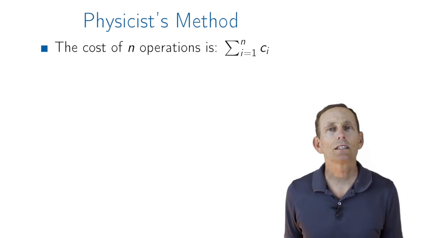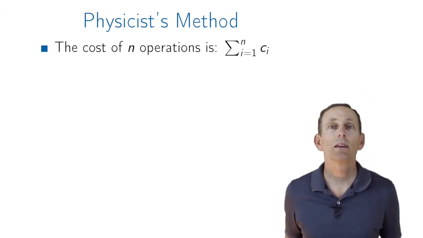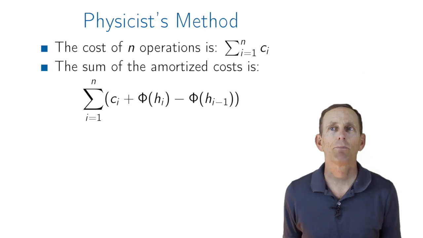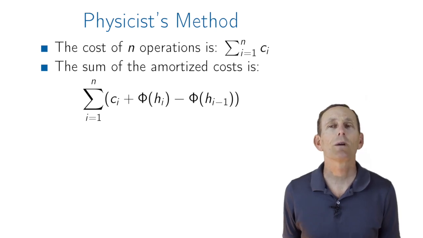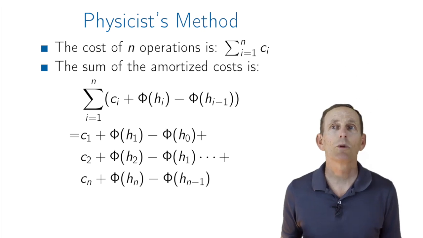So the cost of n operations is the sum of the true costs, which is the summation from i equals 1 to n of c sub i. And what we want to do is relate the sum of the true costs to the sum of the amortized costs. So the sum of the amortized costs is the summation from i equals 1 to n of the definition of an amortized cost, which is c sub i plus phi of h sub i minus phi of h sub i minus 1. Well, we could just rewrite that. So removing the summation, as c sub 1 plus phi of h sub 1 minus phi of h sub 0 plus c sub 2 plus phi of h sub 2 minus phi of h sub 1 and so on.